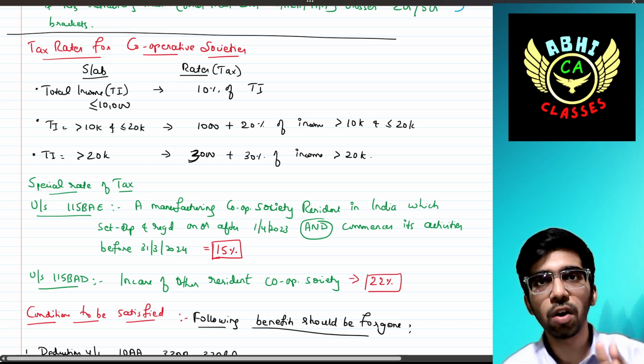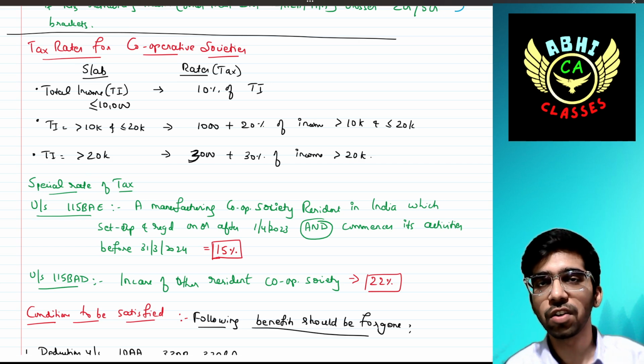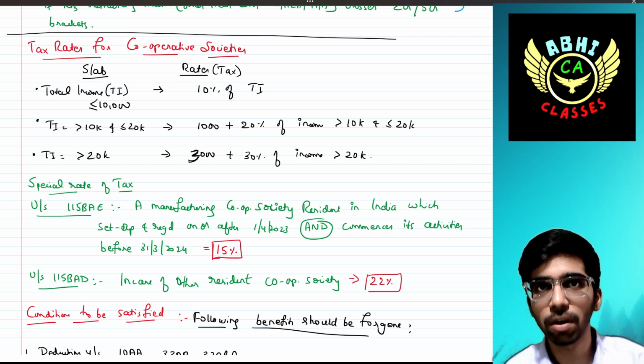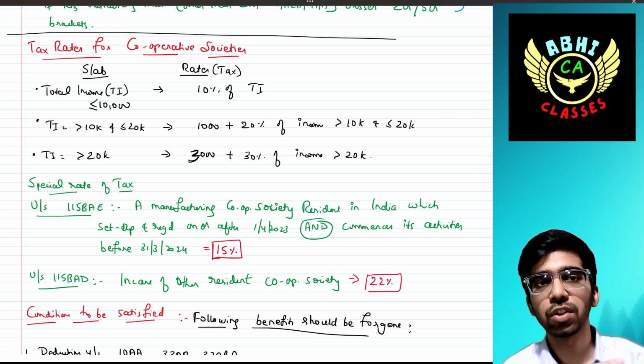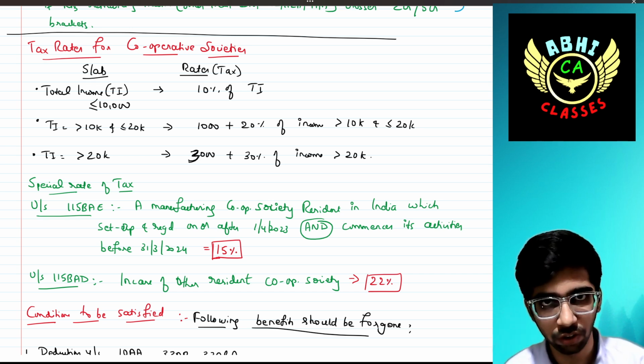Hello students, you are the future chartered accountants of India. Till now you have discussed the tax rates applicable for individuals. From today we are going to discuss the tax rates applicable for other categories of persons.